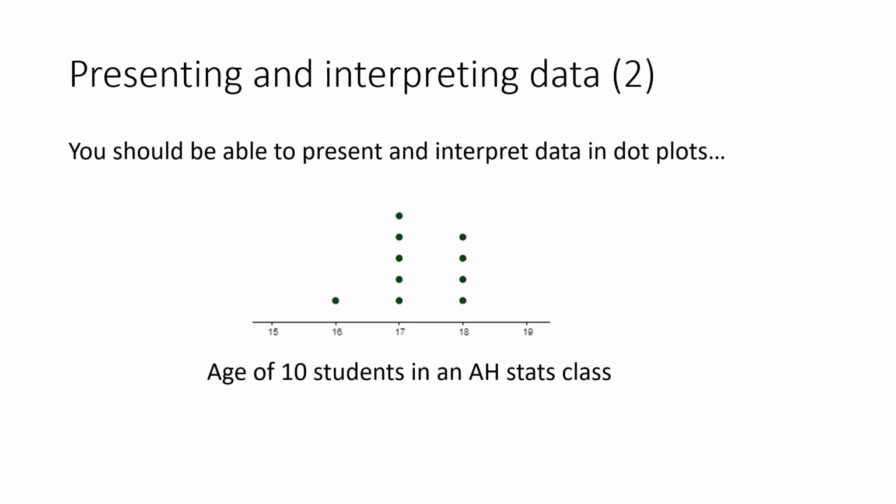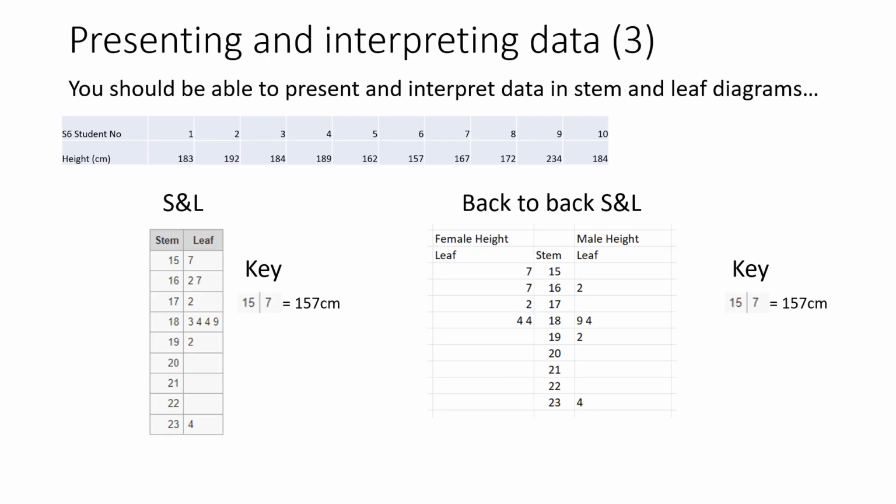You should be able to present and interpret data given in dot plots as well. This is very simple. Here we have the age of 10 students in a stats class. You can see here, one person is still 16, 5 people here are 17, and 4 people here are 18. That's basically about it. You should also be able to work with stem and leaf diagrams.